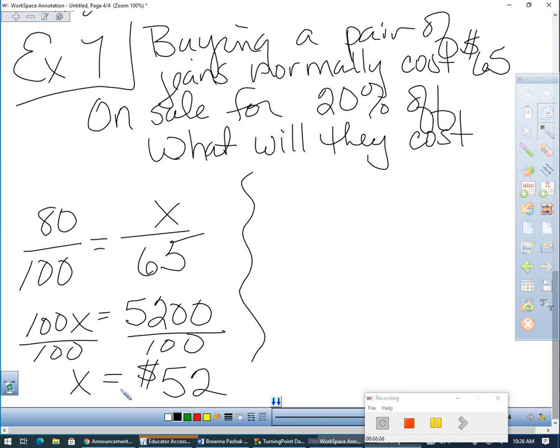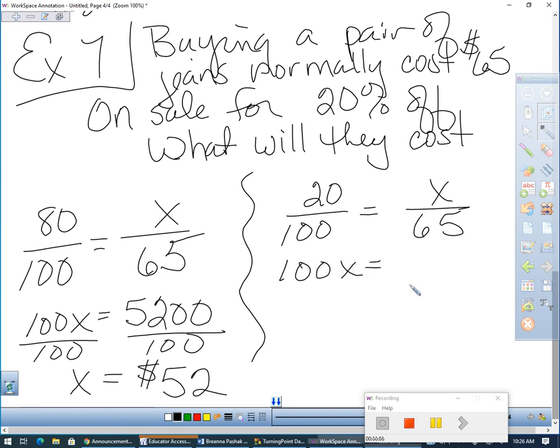That's my preferable way, is to take the 80%. Option number 2 is if you chose to go 20% out of 100 equals x over 65. You get 100x equals 1,300. And then dividing both sides by 100, you get x equals 13.